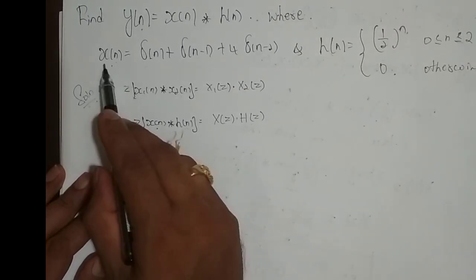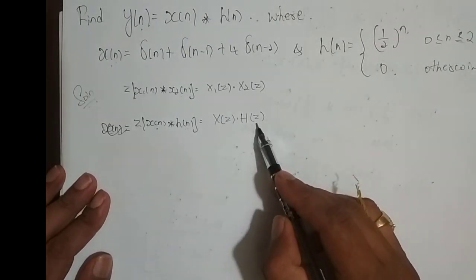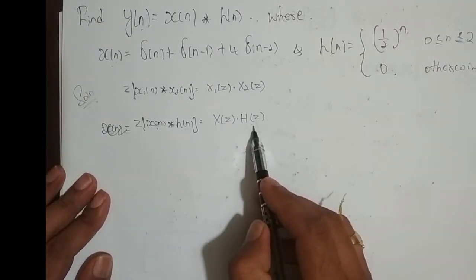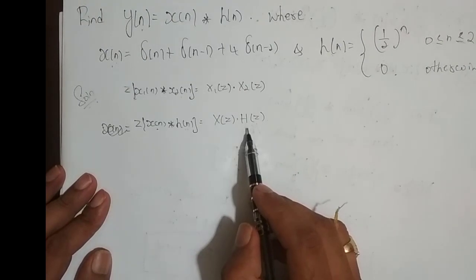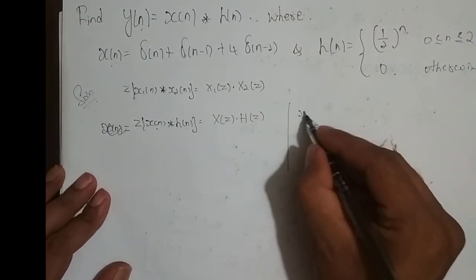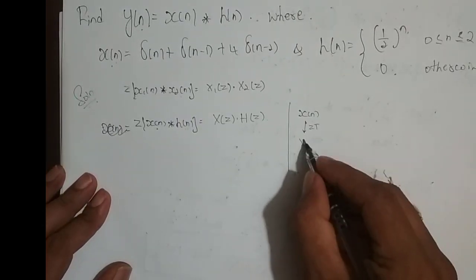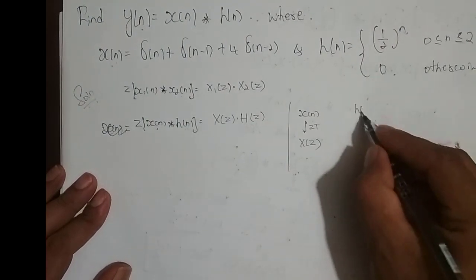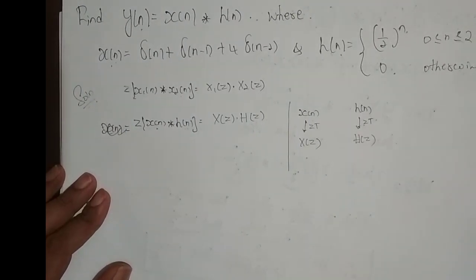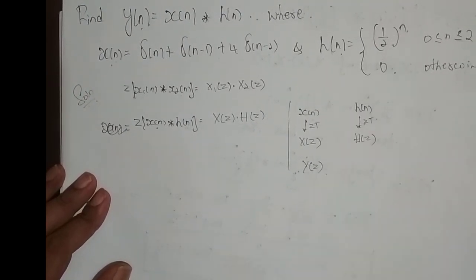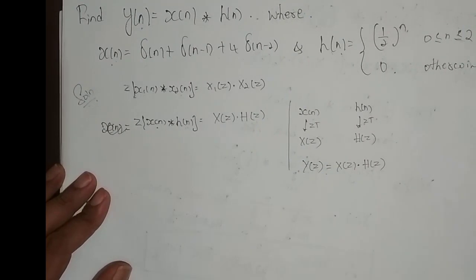So what do we do here? We take the z transform of x of n, we end up with x of z. We take the z transform of h of n, we end up with h of z. So we multiply x of z and h of z, and we call this multiplied sequence y of z. Let me write it here. We have x of n, we take its z transform, we end up with x of z. We have h of n, we take its z transform, we end up with h of z. So I'll call an intermediate signal y of z, which is nothing but x of z multiplied with h of z.